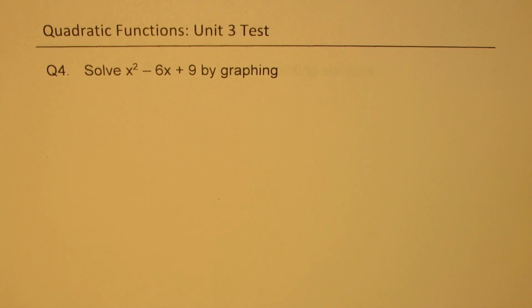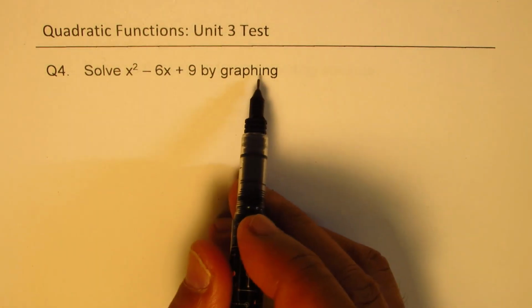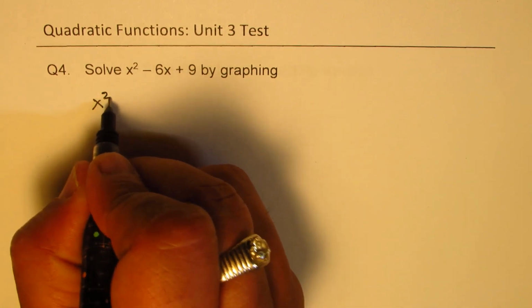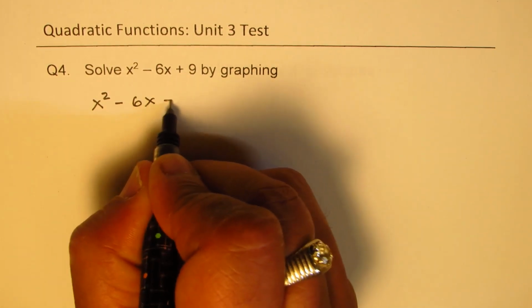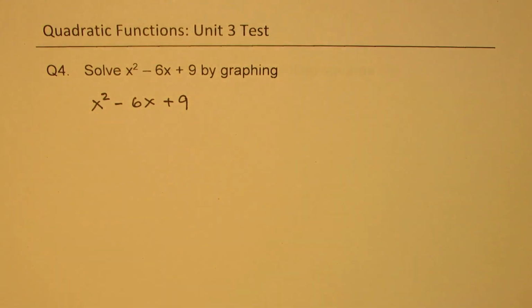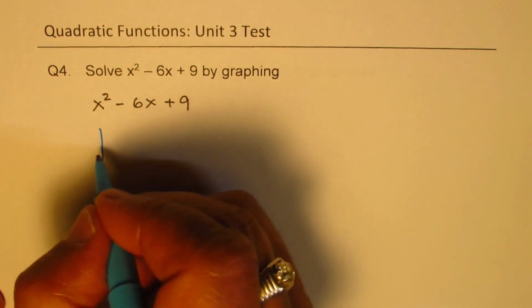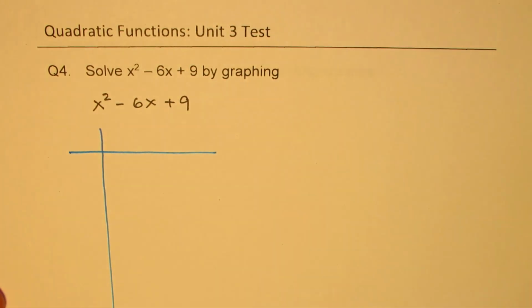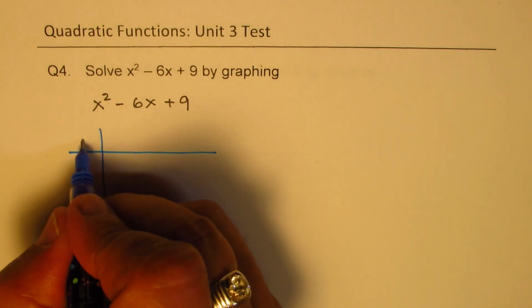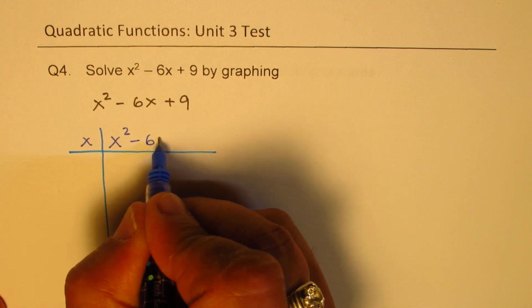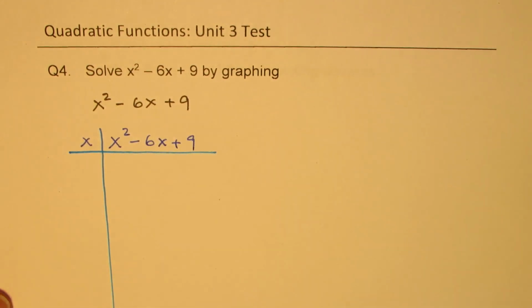Question number 4. We have to solve this by graphing, right? So we have the equation x squared minus 6x plus 9. To graph, we need to have some values, right? So let's make a table of values. So that is a must. Once we have a table of values, we'll plot those values on a graph paper. Now I'm going to use rough sketches. You should actually plot it on a graph paper.